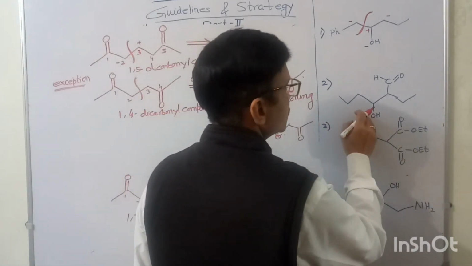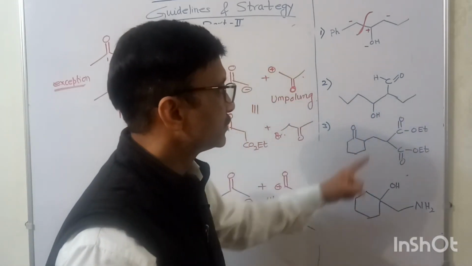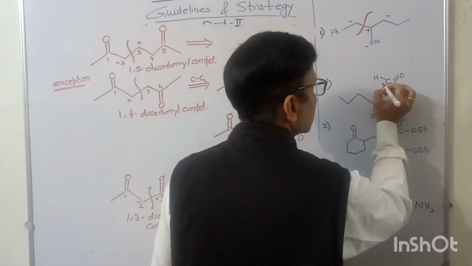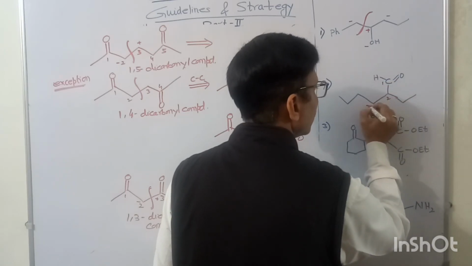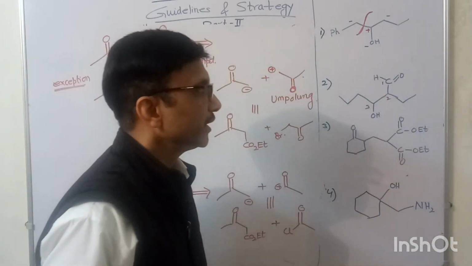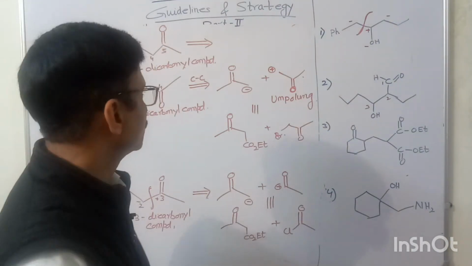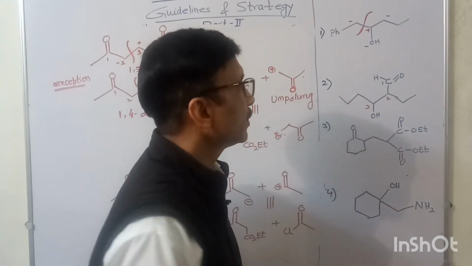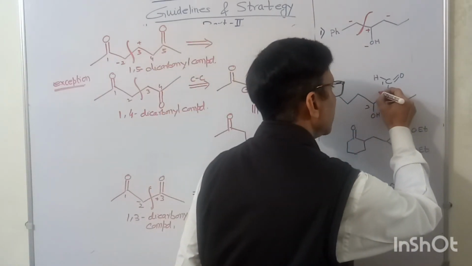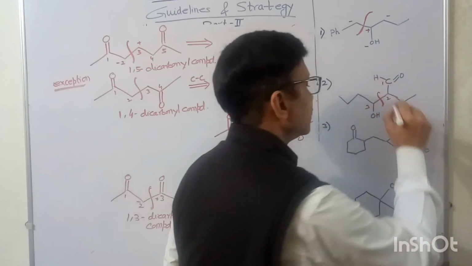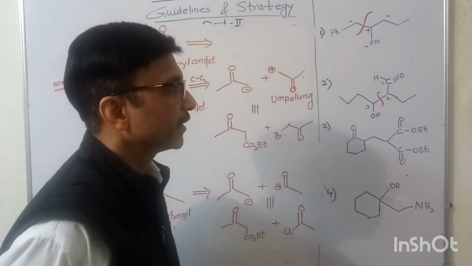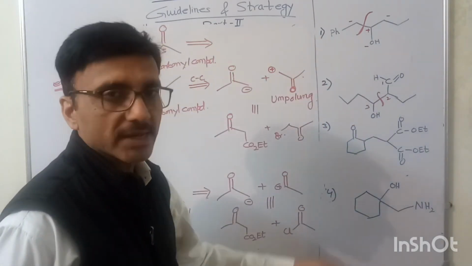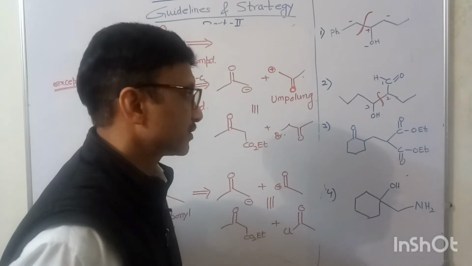Now for this one, what type of disconnection should it be? If you see, this is 1, 2, 3. So it is a beta hydroxy carbonyl compound. I have already given you the example of a beta hydroxy carbonyl compound, in which the disconnection should be done from here, and you can write the synthetic equivalent. We will see more examples of such type further.